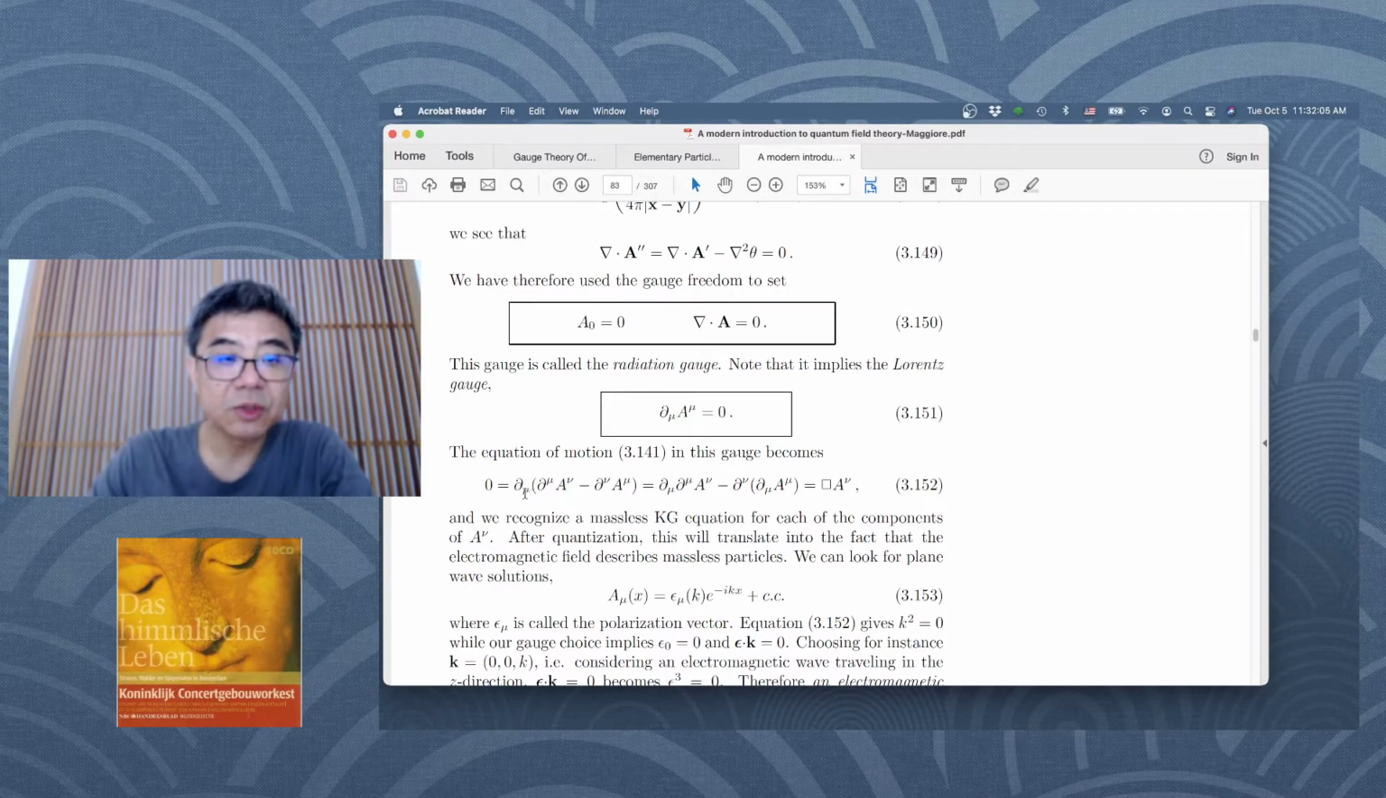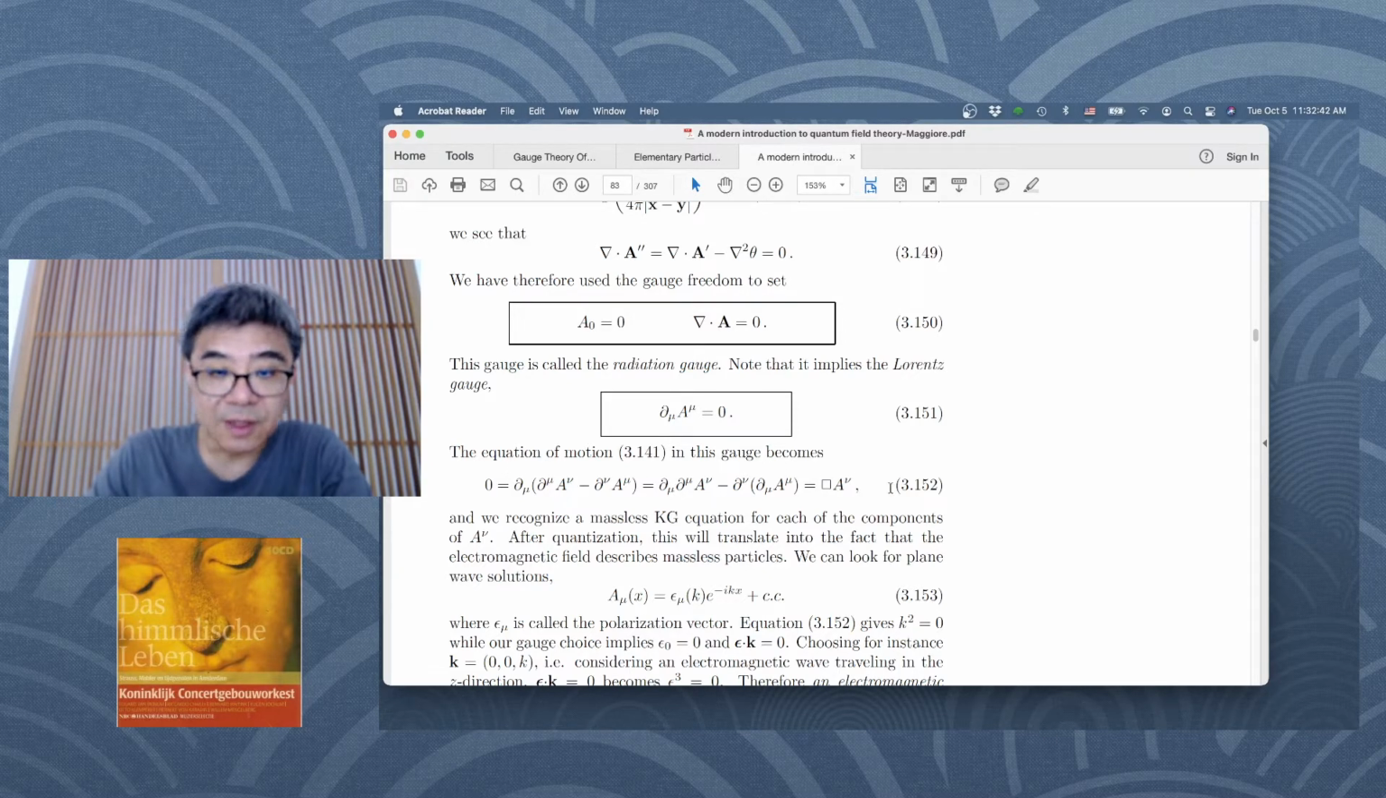Then the equation of motion, partial mu F mu nu, here it is written down explicitly. You can see that it consists of 2 terms. This is the first term, this is the second term. However, in choosing this gauge, the second term actually vanishes. Therefore, it only contains the first term, and the first term is just the Laplacian. So the equation of motion can be simplified in this gauge to Laplacian A nu equal to 0.